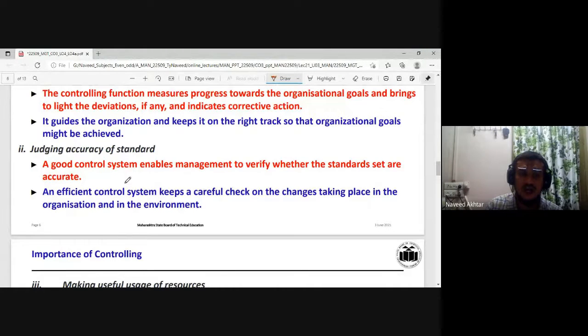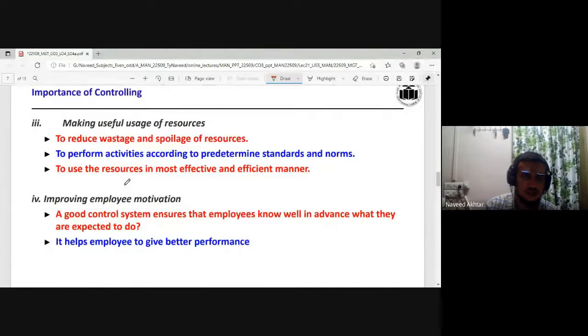Okay, an efficient control system keeps a careful check on the changes taking place in the organization and in the environment. So definitely, the policies are set, but if the work is going as per the plan, judging it against the standard is very necessary, and that is the second part of controlling, or it may come under the importance of controlling.